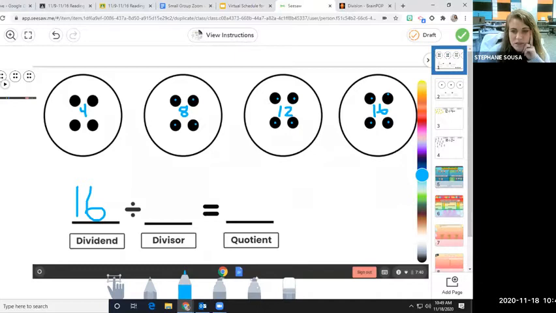Aiden Hampton, you need to be with us, sir. Our divisor is the number of groups that we have. We have 1, 2, 3, 4 groups. So we are dividing into 4 equal groups.